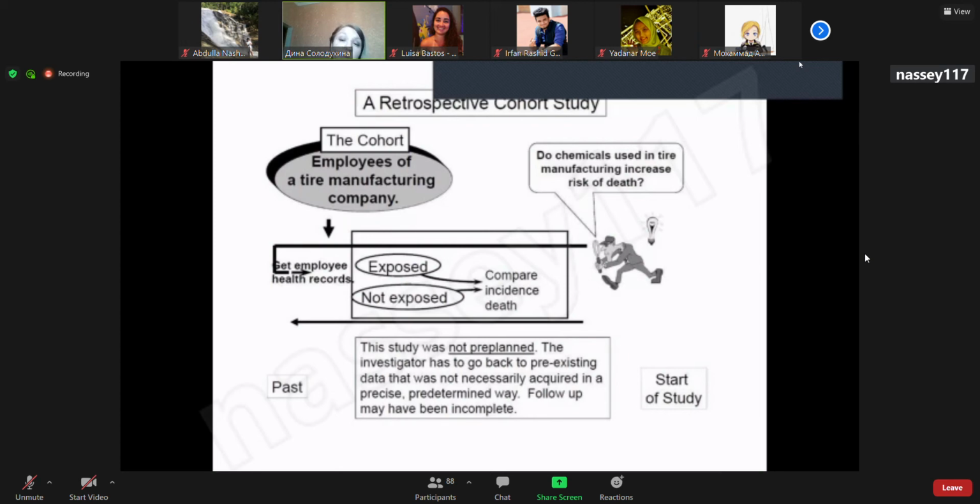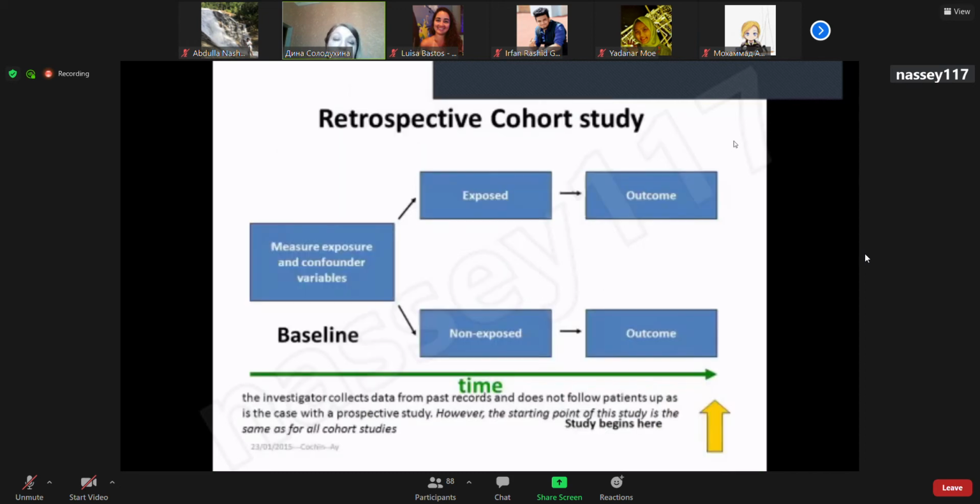So then, from this point of time, we will follow up for another 10 years to see how much the risk of disease or maybe risk of death is different in a group which had exposure to the chemicals or in a group which didn't have exposure to the chemical. Okay, so in other words, we can call it a retrospective or historical cohort study.